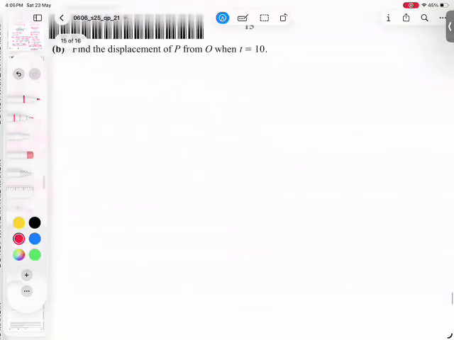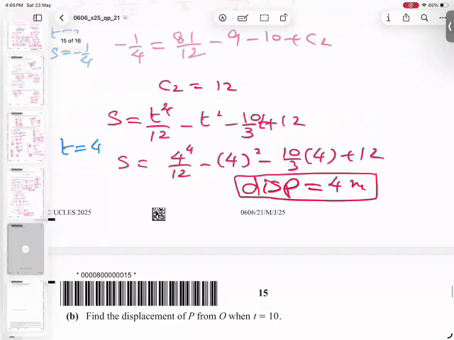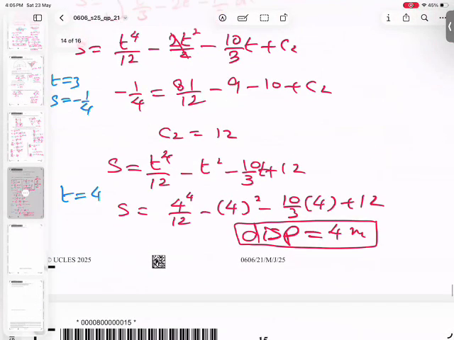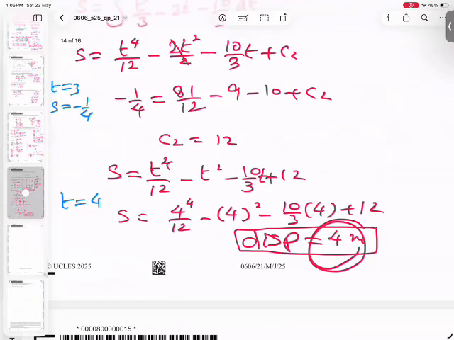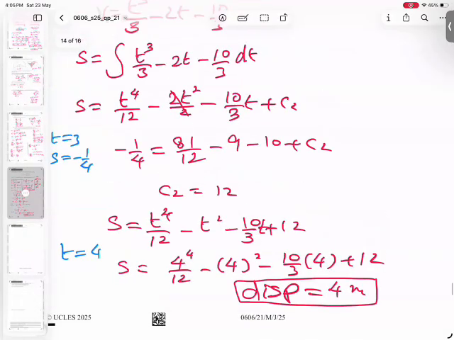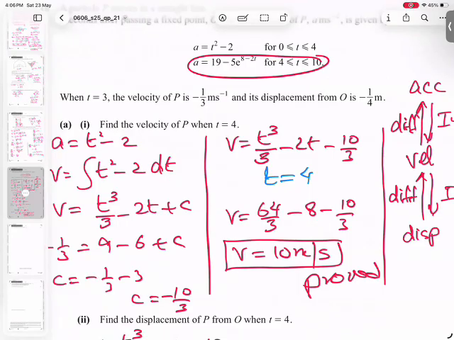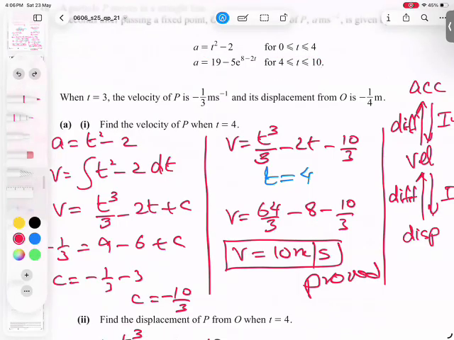B. Displacement of P from O when time is 10. It means the first displacement we already have. Displacement till 4 we have, 4 meters. But is the question done? Not at all. We have to go till 10. When he talks about till 10, we have to use this expression. It's very important. How to use this expression? Have a look now. This equals 19 minus 5 e to power 8 minus 2t.